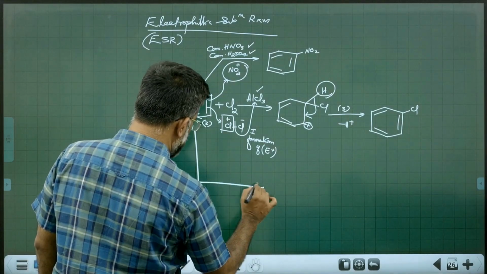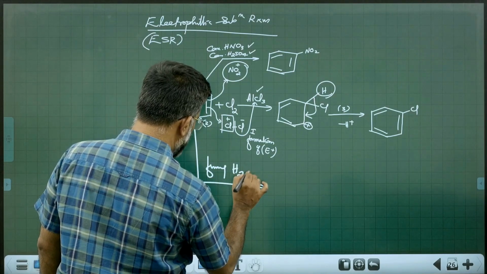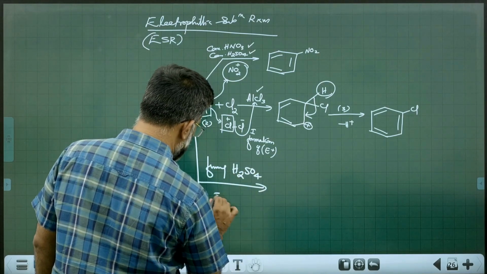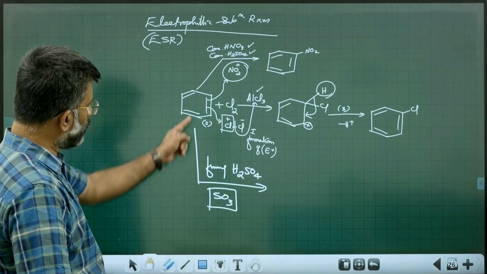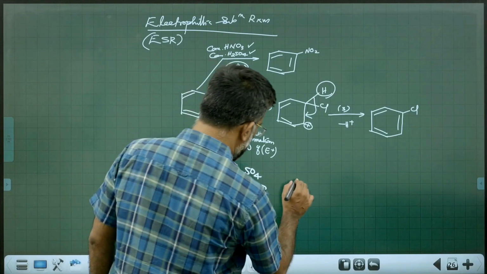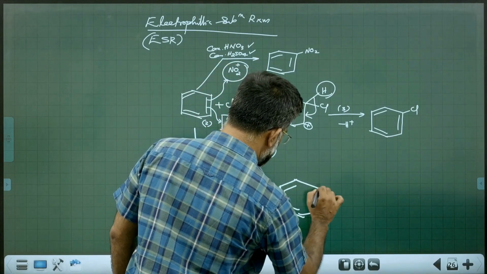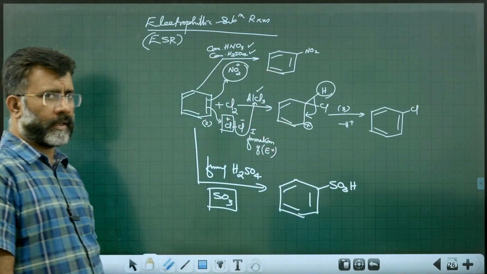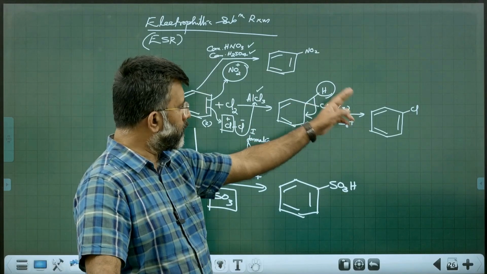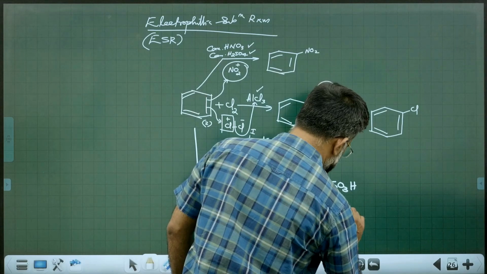This is treated with fuming sulfuric acid, which is able to release SO3, which acts as the electrophile. SO3 attacks the benzene ring, and you get benzene sulfonic acid, the result being SO3H. So here you get chlorobenzene, here you get nitrobenzene, and this is benzene sulfonic acid.